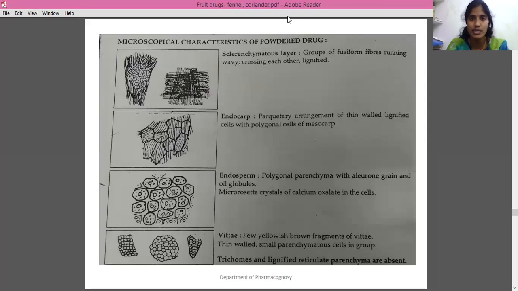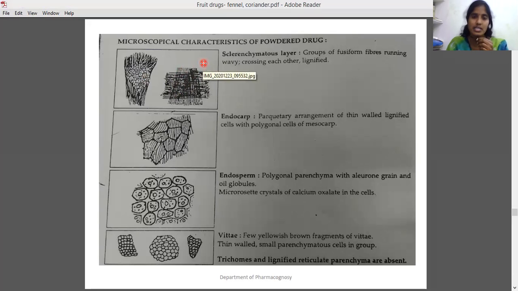In this picture you can see these fusiform fibers crossing each other, and these are the lignified sclerenchymatous layer. Sclerenchyma we already studied, it is a lignified tissue. So here also the sclerenchymatous fibers are lignified.